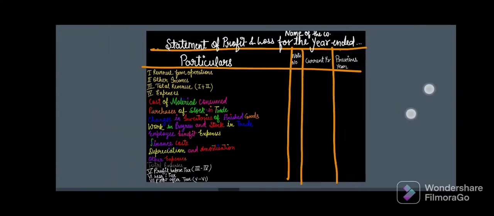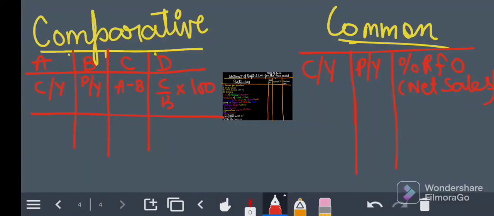Okay, so let's suppose we are talking about comparative size statement of P&L. So what's the difference between comparative and common? Let's talk about that also. Now in comparative you have 4 columns to be made in P&L account.